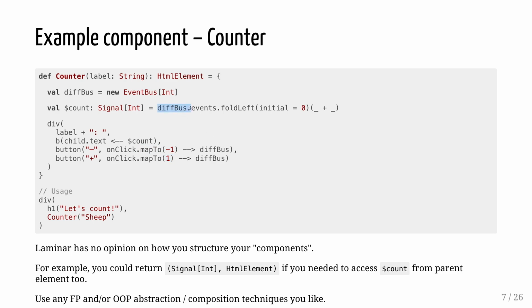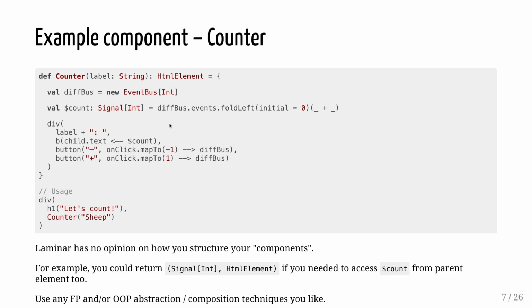So divBus.events is basically an event stream of deltas, of changes to the count. And then we fold left over that stream to get a signal that accumulates this value. So if you click plus 2 times, count is going to be 2, and so on.